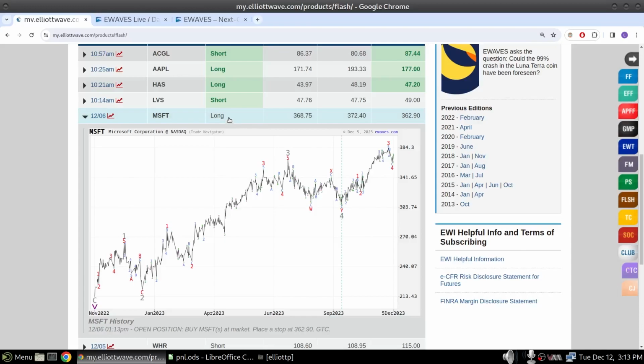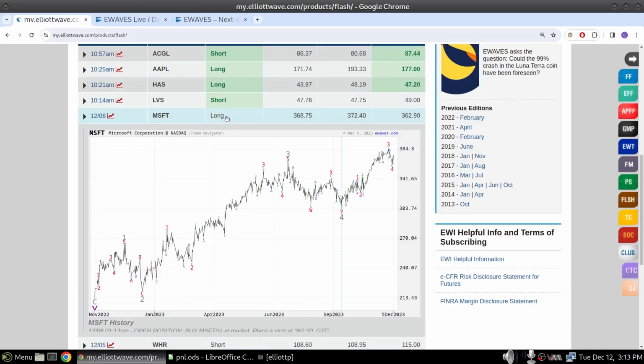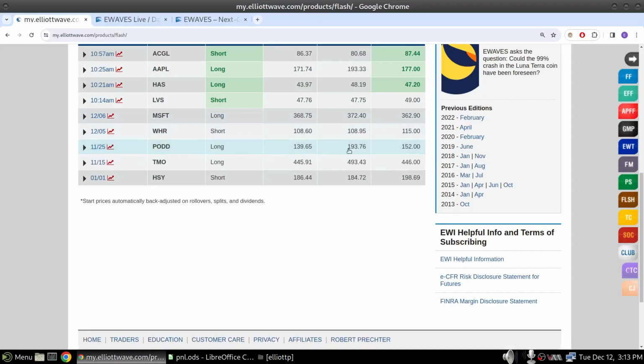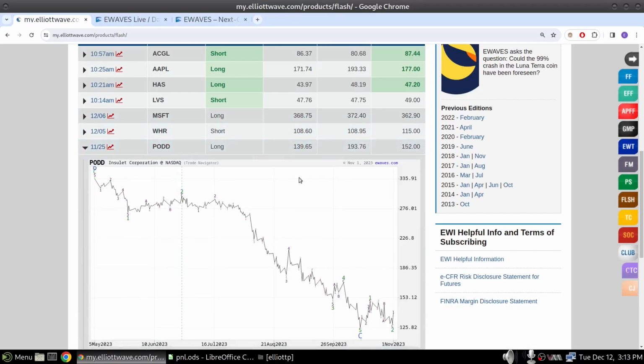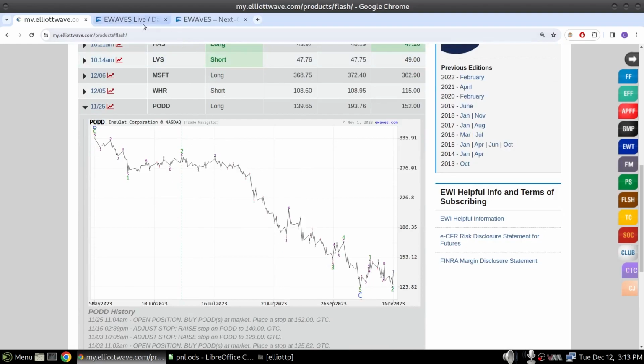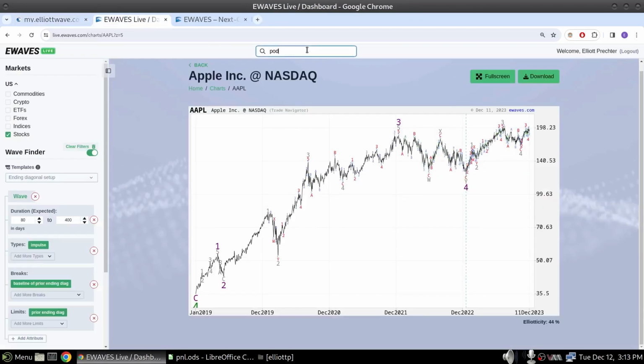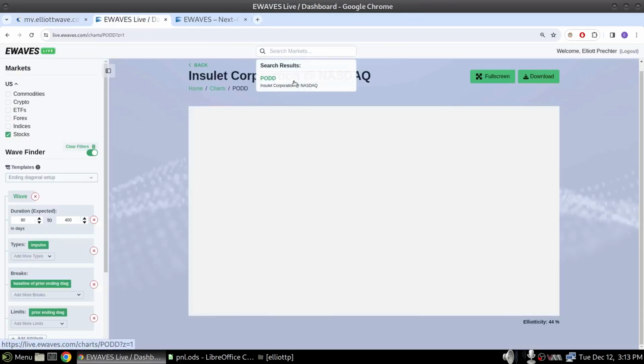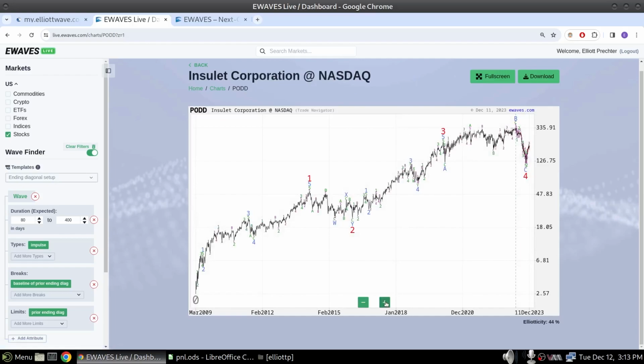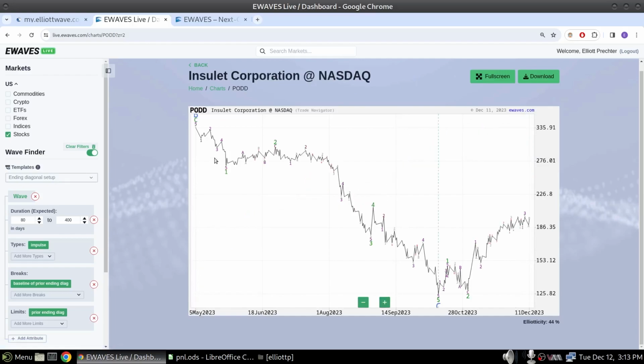Now, I'd also like to show you a really fun one here, which was PODD. This is the one that is currently up the most. It was a fairly high risk entry because this was kind of catching a falling knife. So let's pull it up here in EWAVES Live and take a look at the wave count. Okay, let's zoom in. So here's our falling knife. We've got 1, 2, 3, 4, 5. I mean, just this relentless kind of downtrend.